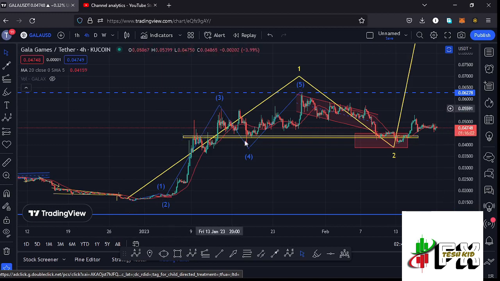where I have this Elliot wave structure in blue, having the wave 5 making its peak at around the $0.06278 mark. And after seeing the formation of that wave 5 to the upside, Gala Games completed an even larger Elliot wave contour to the upside of this Elliot wave structure right here in yellow.